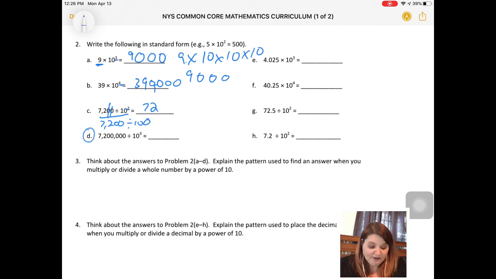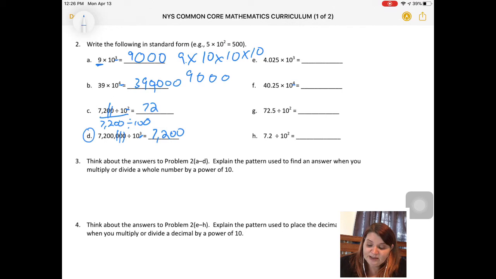With D here, 7,200,000 divided by 10 to the third, if there's the power of 3, then we're removing 3 zeros. So 1, 2, 3, which would leave 7,200. Now over here you get into decimals, which gets a little bit more confusing.